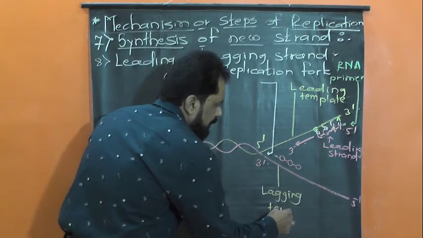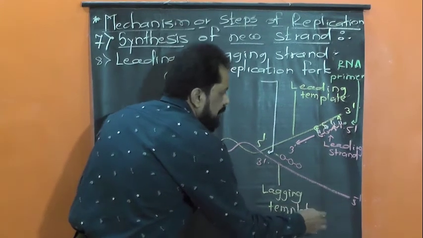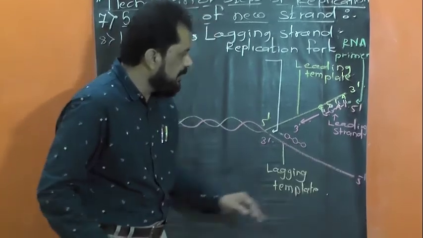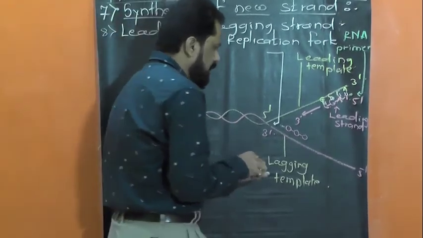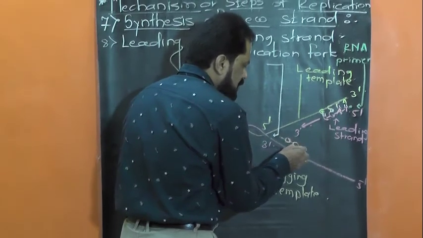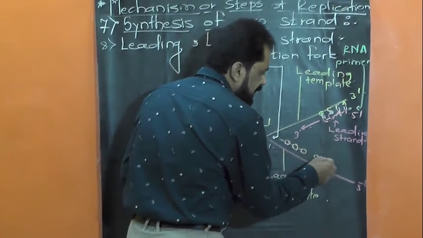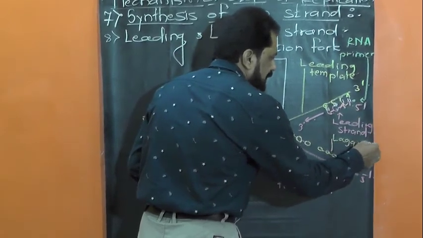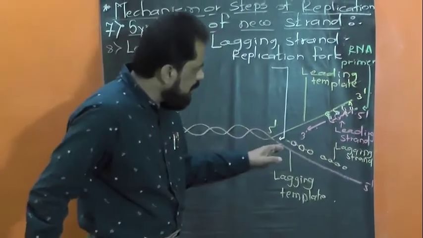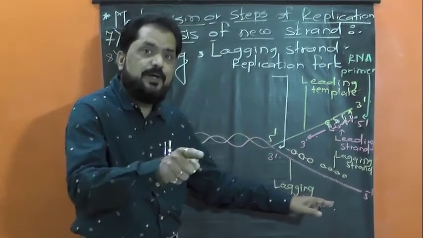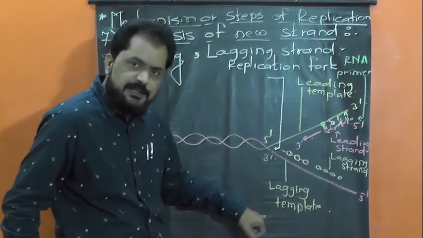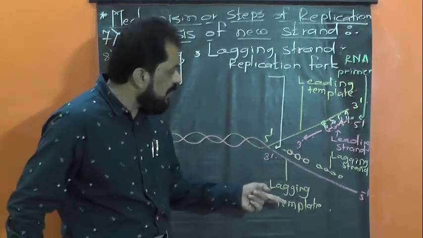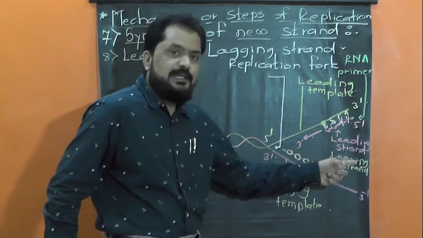lagging template. Lagging template means it has free 5' end and the new strand synthesized on it, that new strand is known as lagging strand. Please don't confuse. The template strand which has 5' end is known as lagging template and the new strand which is synthesized on lagging template is known as the lagging strand.